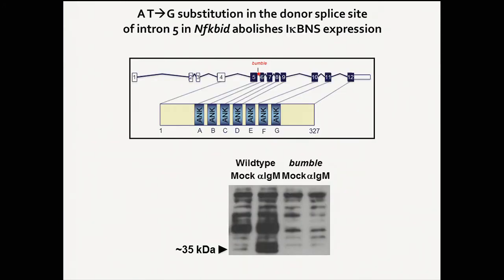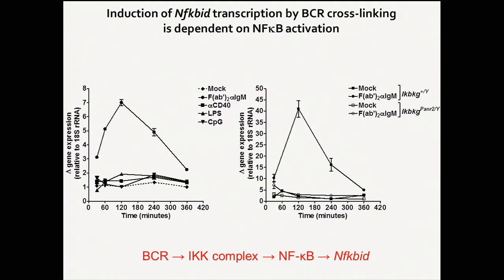The protein had a splicing mutation, as shown here, and we found that we could detect the protein with an antibody after induction with anti-IgM antibody in the wild type, but there was no visible protein produced in the case of the Bumble mutant. Only anti-IgM and not other stimuli that would activate B cells, like anti-CD40 or LPS or CpG, was a strong driver of the induction of this gene.